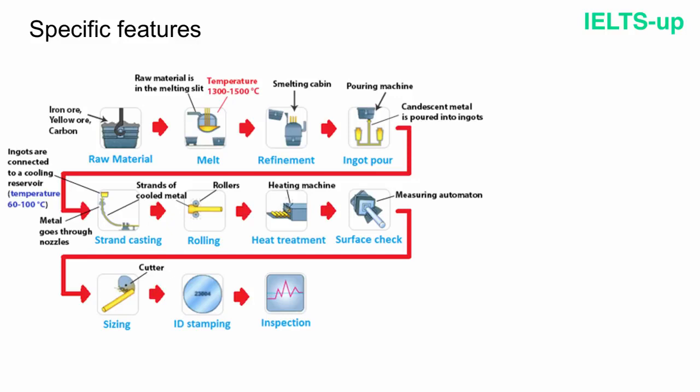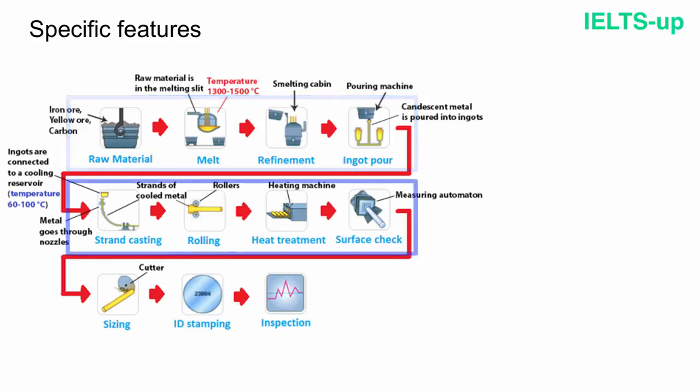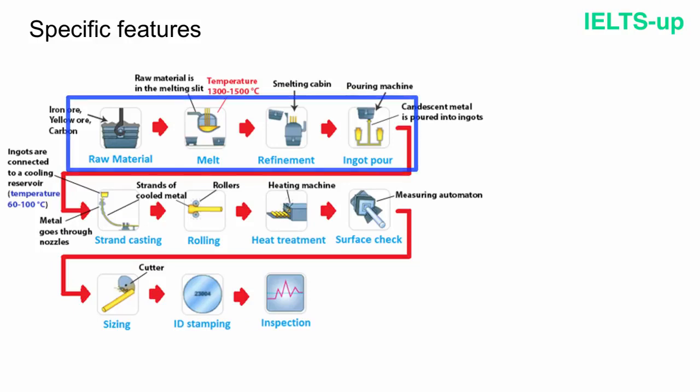I decided to divide the specific features into 3 paragraphs, so that the first paragraph writes about the first 4 stages of our process. The second paragraph writes about the next 4 stages, and the last paragraph writes about the last 3 stages. Now, I will explain to you how to describe each stage of our process. Let's take a closer look at the first 4 stages.